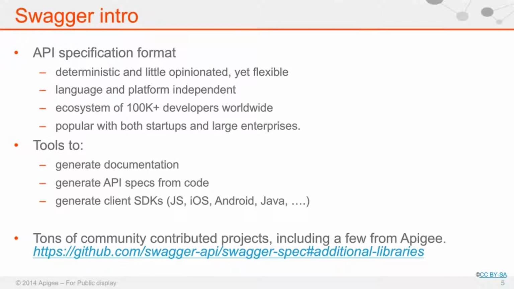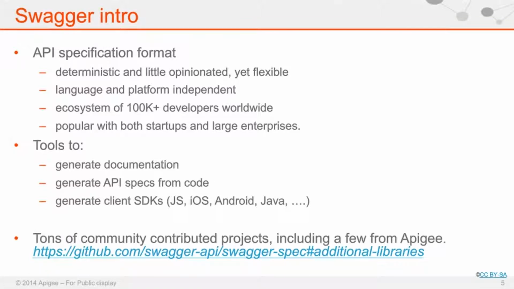It's language independent. There's nothing Java or .NET or Python or Scala about it. It's purely language independent. It's a huge ecosystem, with hundreds of thousands of developers using tools built by the Swagger community. Some of them are live and public. Some are internal tools; we hear about lots of tools that folks have built internally to meet their needs.